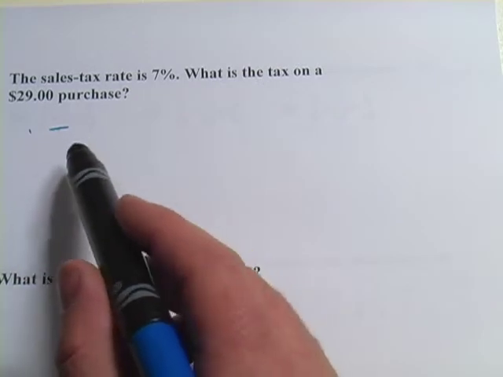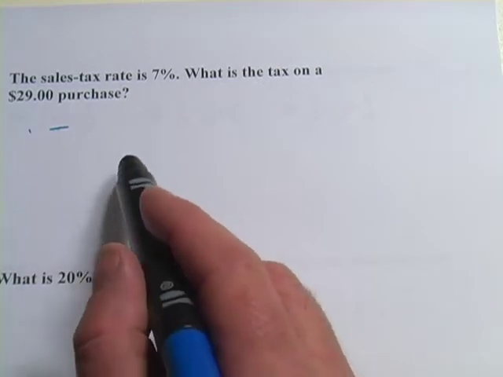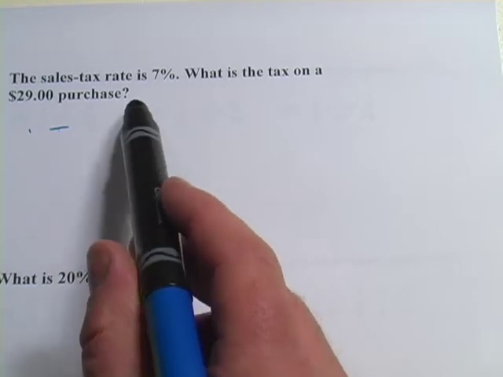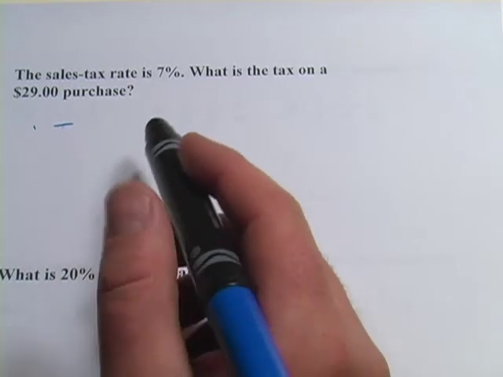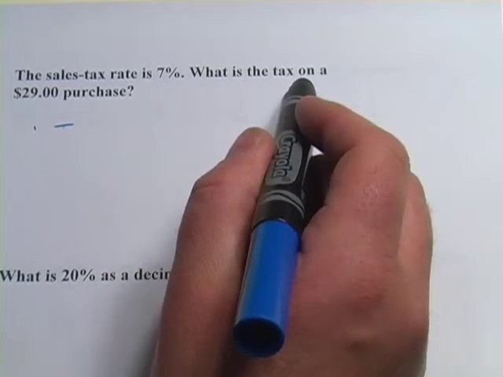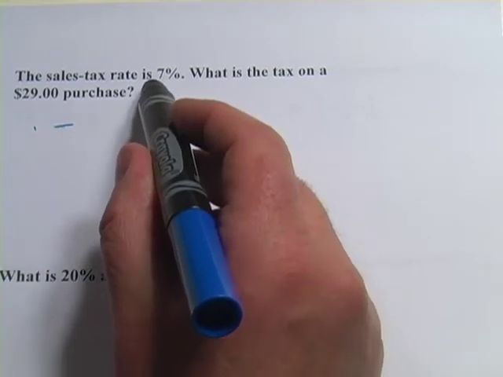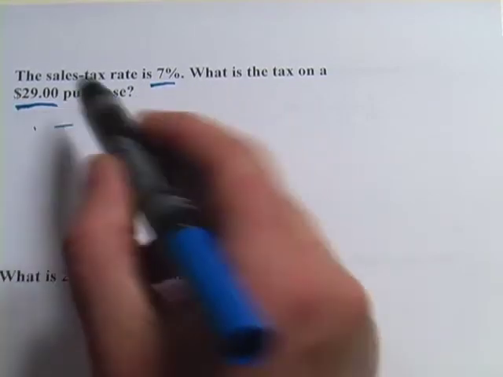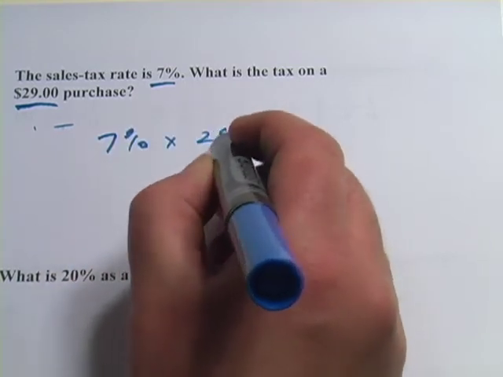Let's say you want to buy something that costs $29 and you have exactly $30.50 in your pocket. The sales tax rate is 7%. Do you have enough money? You can figure that out by doing some quick math. To find out what the amount of tax would be on this $29 purchase, you just multiply the percent times the purchase price. So 7% times $29.